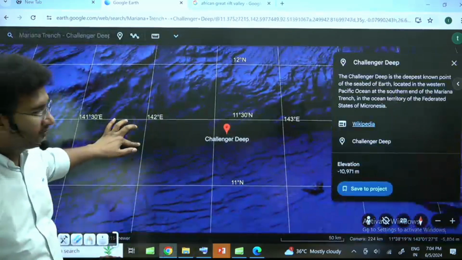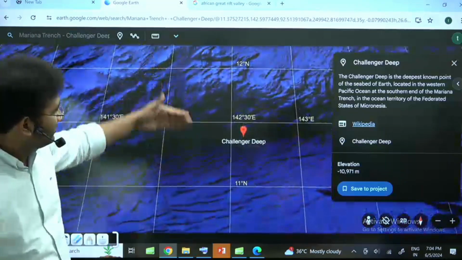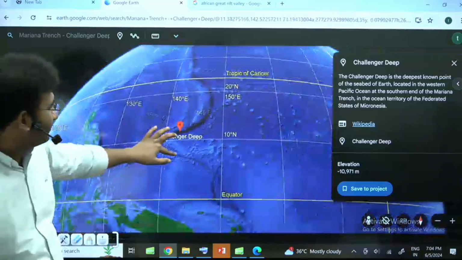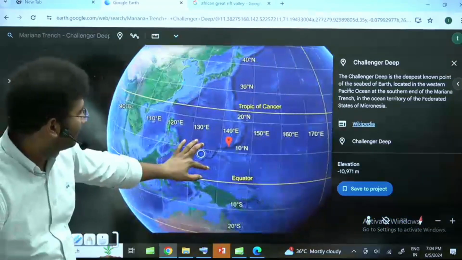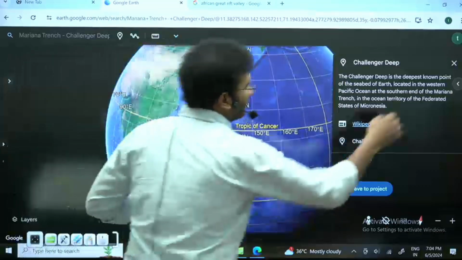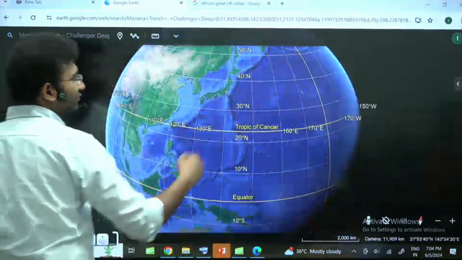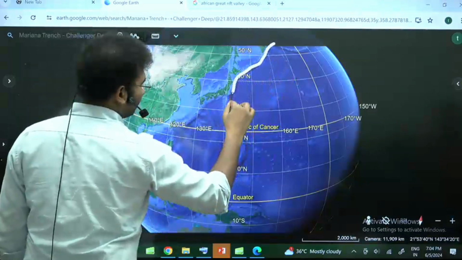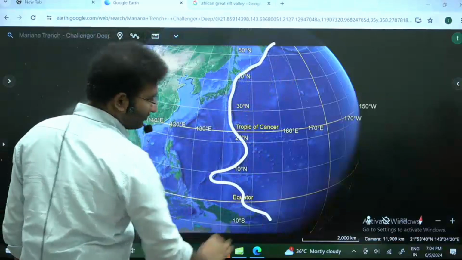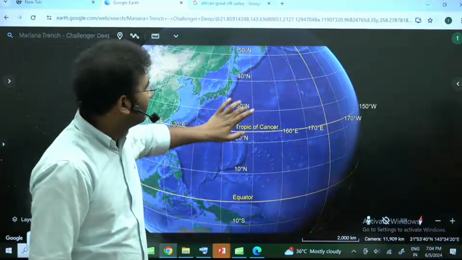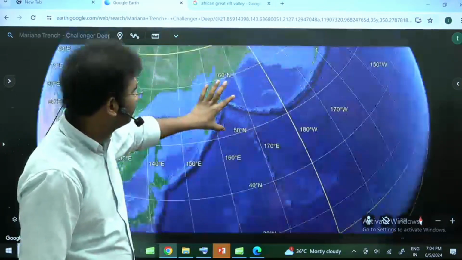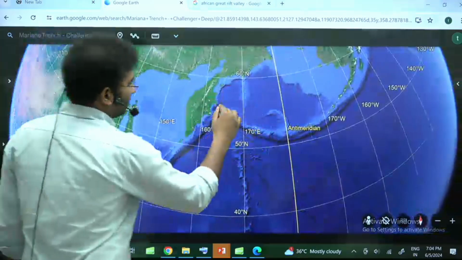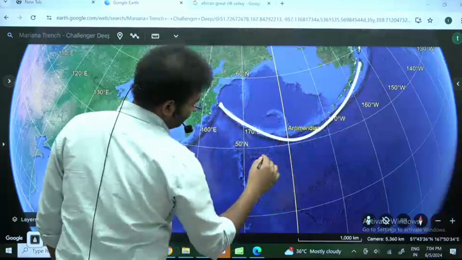This is Mariana Trench. Can you see literally this plate is different and this plate is different? Yes. अब ये दिख रहा है ना आपको? These lines which are there, these are plate boundaries. Literally from the space also you are able to identify. This is the plate boundary. Now see here. Can you see this? This is one plate. This is Pacific plate.